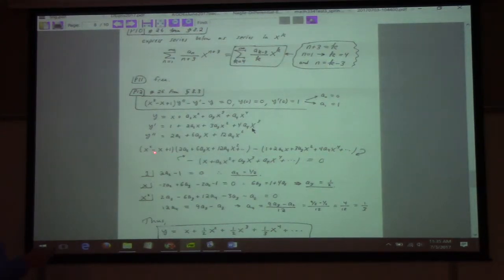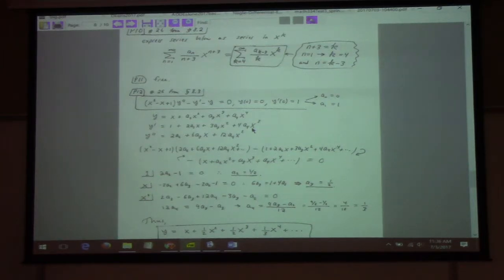X squared. So for x squared, we have x squared times 2a2, which gives me the 2a2. We have minus x times 6a3, which gives me the minus 6a3. We have the 1 times the 12a4, which gives me the 12a4. And then over here, I get a minus 3a2, and from down here, I get the minus a2. So solving that for 12a4 tells me that a4 is minus 9a3 minus a2 over 12, which is 9 halves minus 1/2, using the ones up here, divided by 12, also known as 4 divided by 12, aka 1/3. Okay, I'm only supposed to find the first 4 terms. I've got up through a4. I'm definitely good to go.